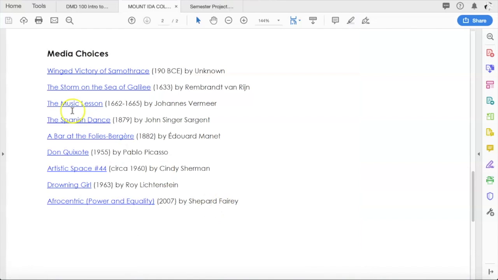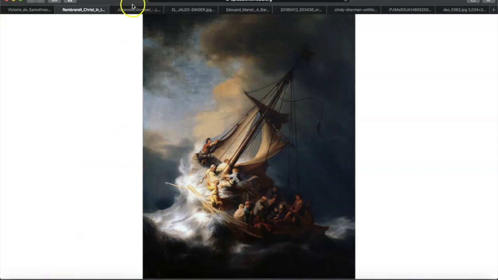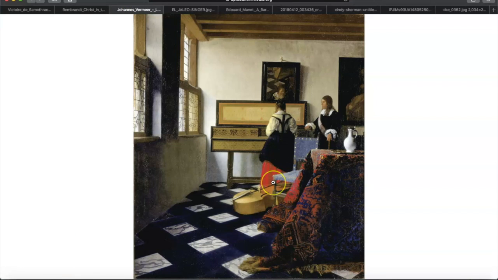Next, we have The Music Lesson, somewhere between 1662 and 1665 by Johannes Vermeer. Vermeer was a Dutch painter, and this is one of his more famous pieces. What's interesting about this piece is not only is it a painting of two people in a room, but it's also partially a still life, because there are actual still life elements in terms of the draping of the tablecloth, the vase on top of the table, the cello laying on the ground. So this is a really interesting sort of study in objects and people.